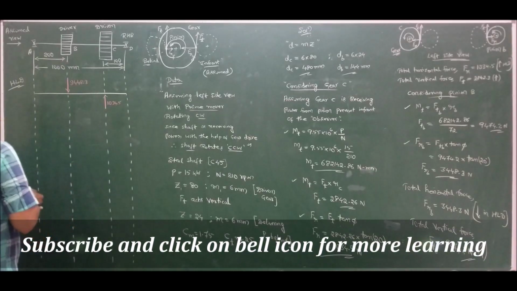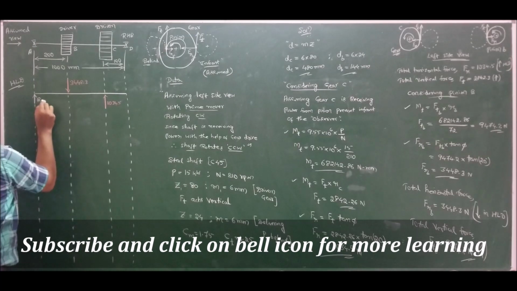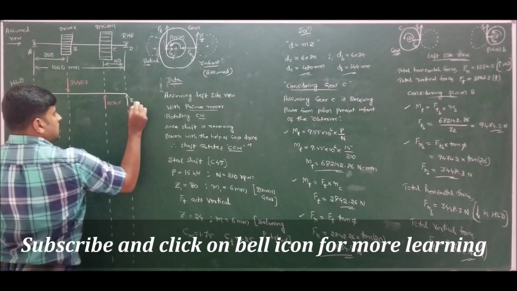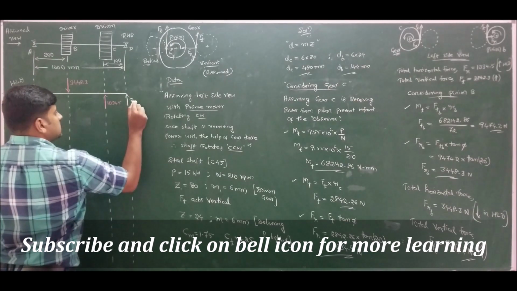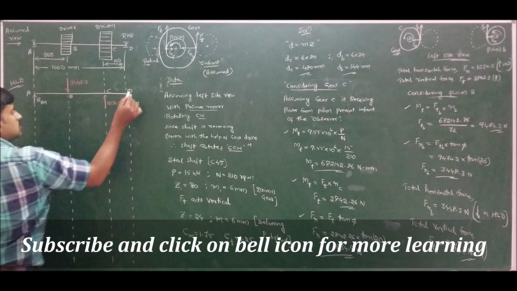We will take the support reactions as RA horizontal and RD horizontal. These are at point B and C.